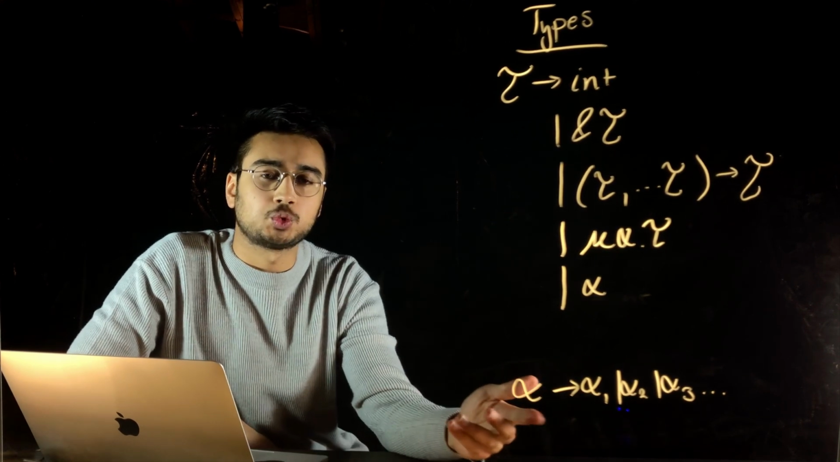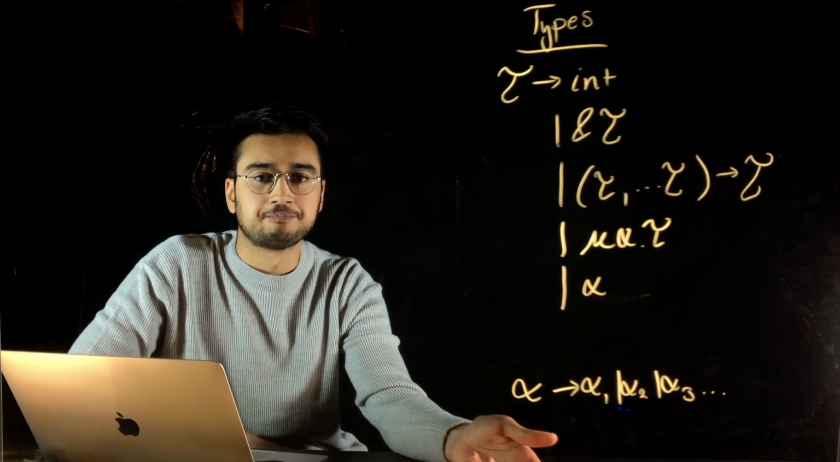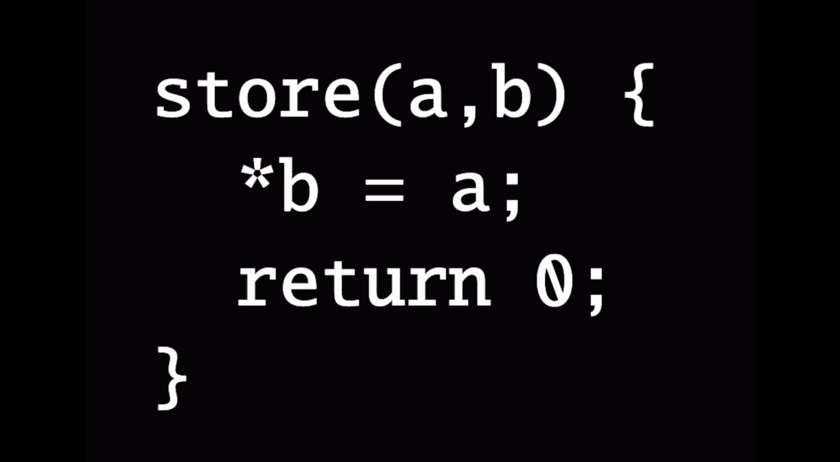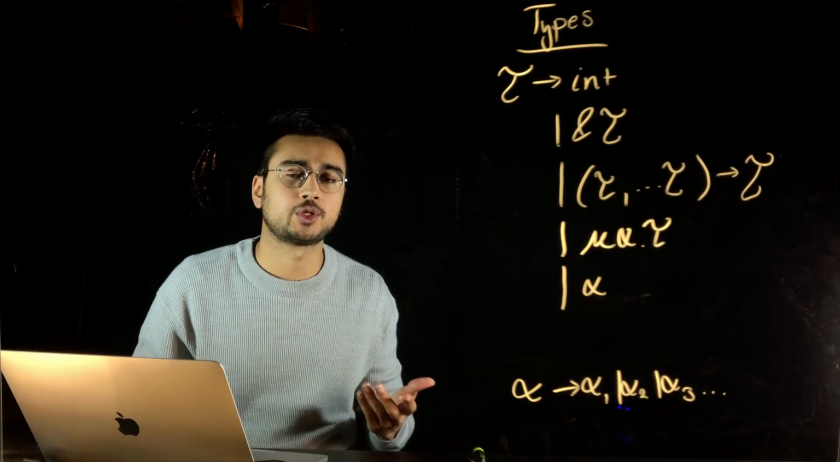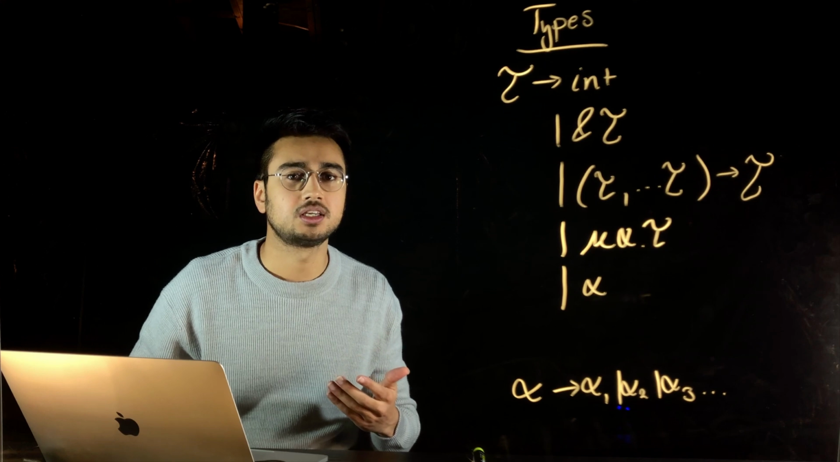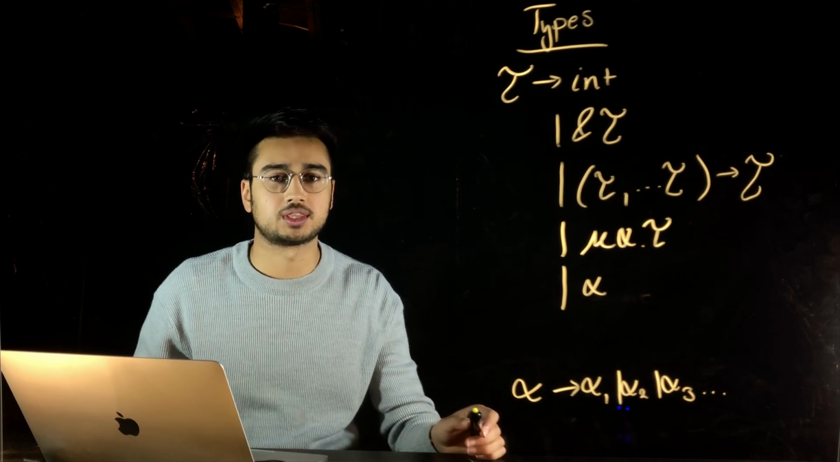These alphas help us with a different problem. So consider the store function right here. The types of A and B do have some constraints on what they can be, but it's not necessarily the case that A is always an integer or always a function or anything like that. It's just that these 2 variables will have some relationship between their types. In particular, it looks like the type of B is a pointer to whatever the type of A is. So we could represent that like this.